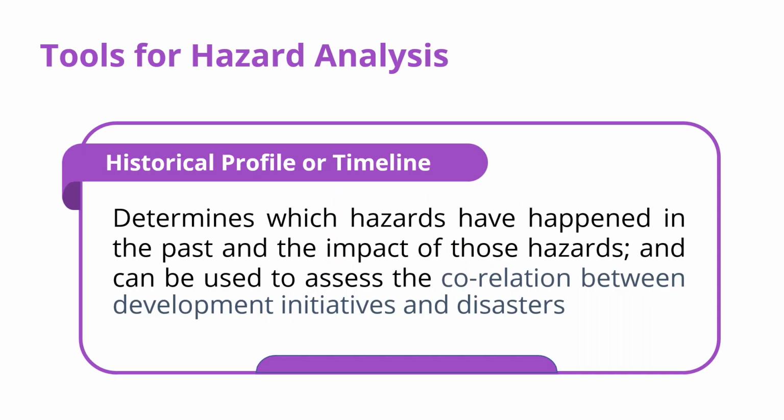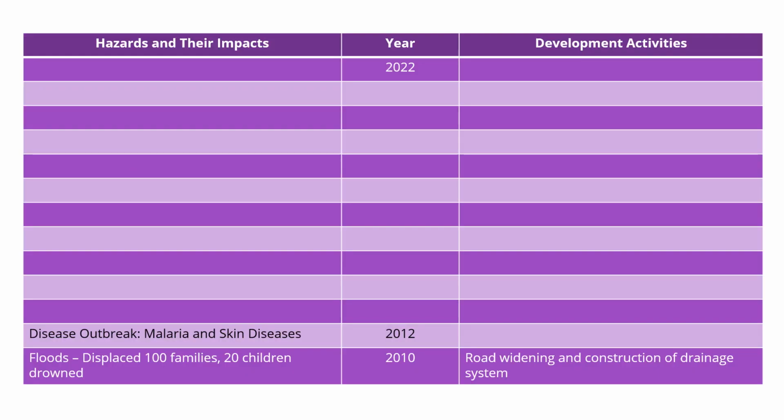So the first tool that we usually use for hazard analysis is the historical profile of past hazards. It determines which hazards have happened in the past and the impact of those hazards. And this can be used to assess the correlation between the development initiatives and disasters. So what we usually do is table the information that we can find about the past hazards in terms of hazards and the impact, the year that the events happened, and the development activities that we have used to address those hazards in the past.